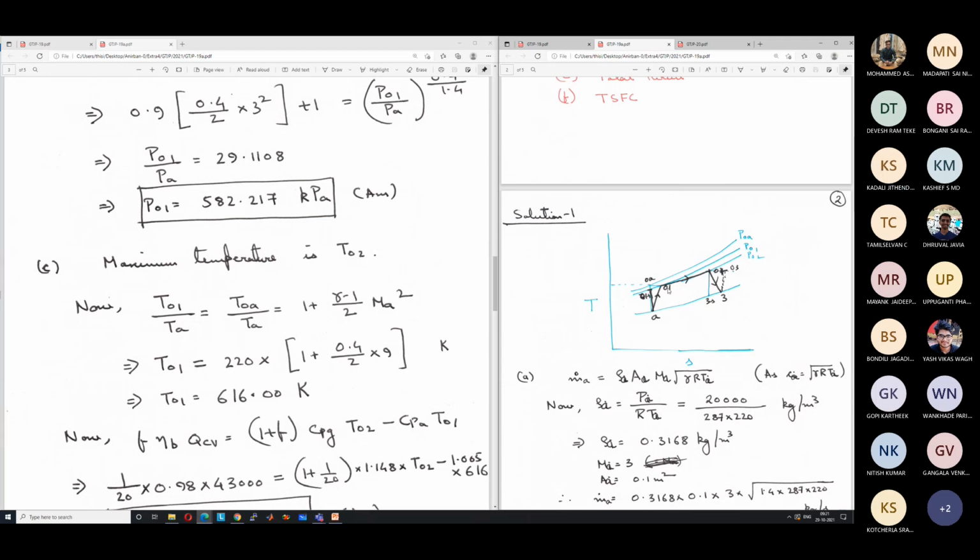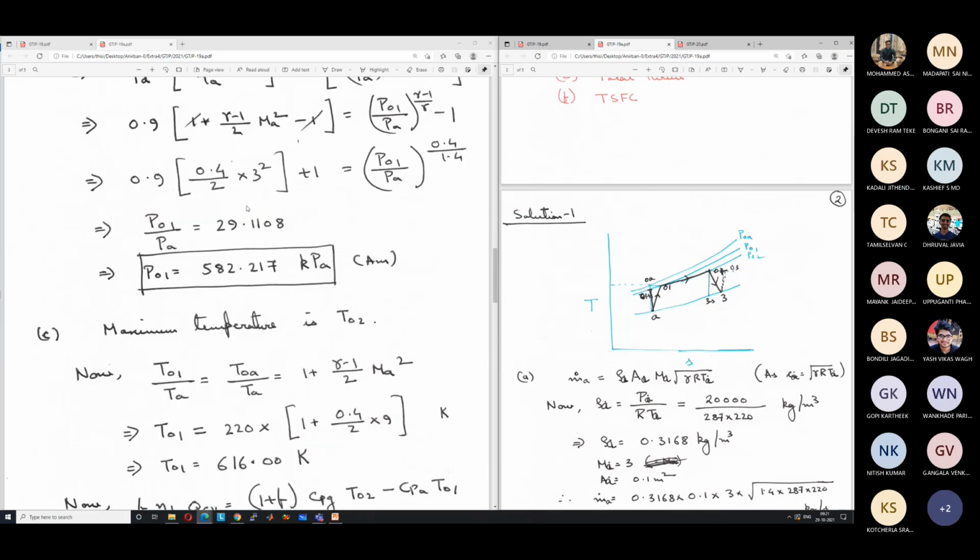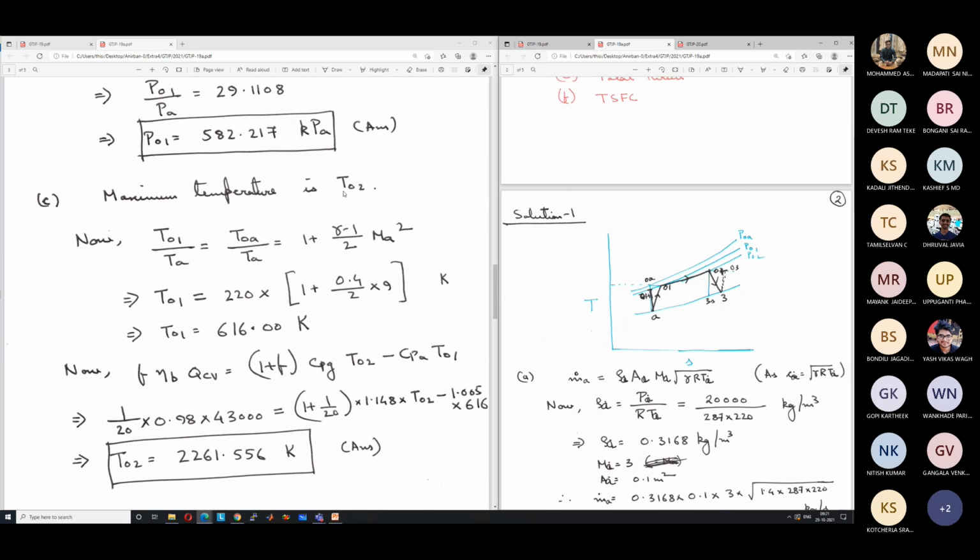So T01 by TA is equal to T0A by TA. Actually, it should have been found previously also, but we directly solved for T01. Otherwise, it will be already known. So T01 by TA is T0A by TA, which is 1 plus gamma minus 1 by 2 Ma square. So T01 is equal to TA, which is 220 Kelvin, into 1 plus 0.4 by 2 into 3 square. So this comes out as 616.0 Kelvin.